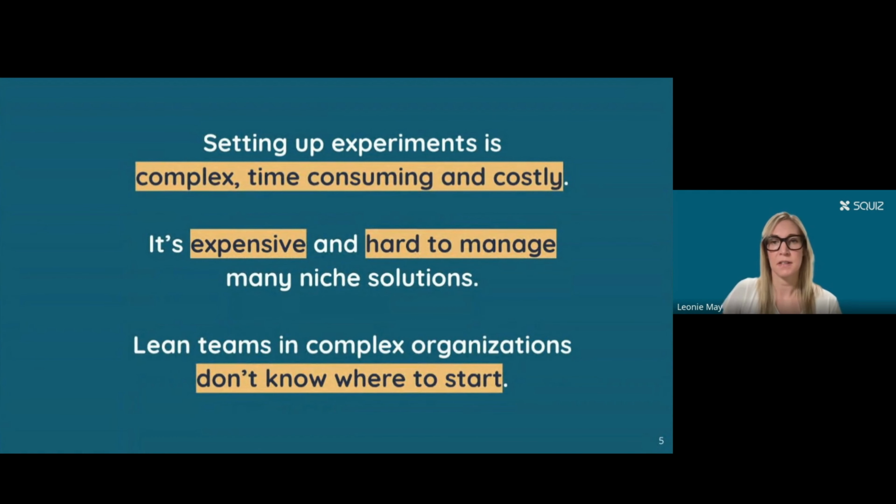But there are blockers. To set up experiments, particularly when you rely on developers, is complex, time-consuming, and costly. Marketing teams are relying too heavily on their IT and dev teams to be able to test what's working and to get those meaningful insights from their data. It's expensive and hard to manage many niche solutions. So adding new tools to do a specific job, like personalizing or optimizing content, gets costly and can lead to bloated tech stacks. These niche tools also need to be managed, monitored, and able to talk to other tools in your stack. And this adds complexity. So we're hearing that lean teams in complex organizations don't know where to start.